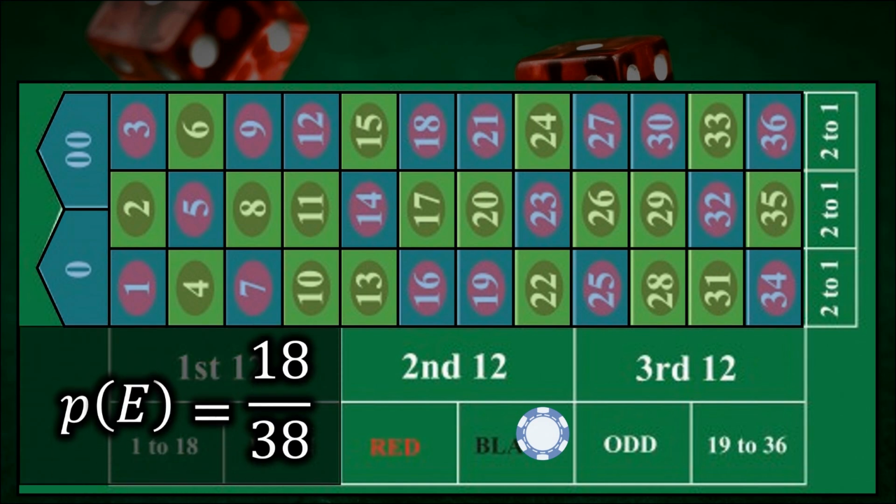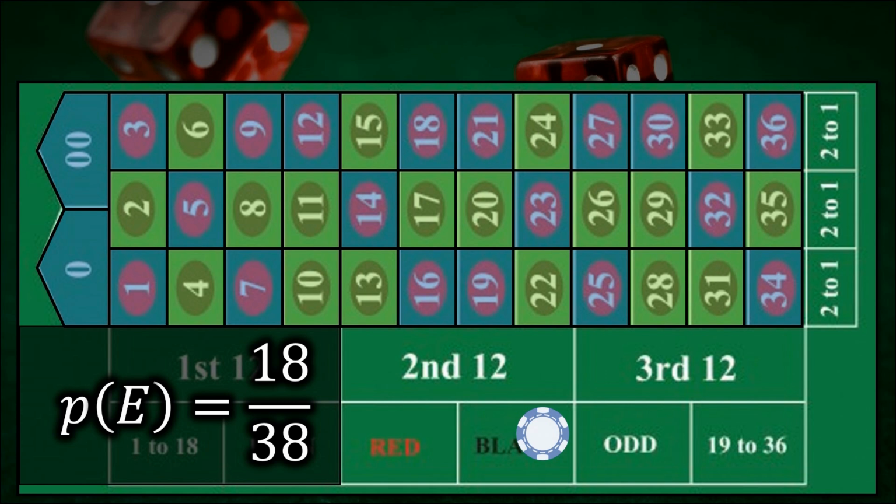And so we said the probability here is going to be 18 out of 38. That is the fraction of the total amount of outcomes that would be in my event. And if I were to play roulette and bet on black over and over and over again, I would expect to win that percent of the time if I were to divide that and get that as a decimal. But odds looks a little bit different.